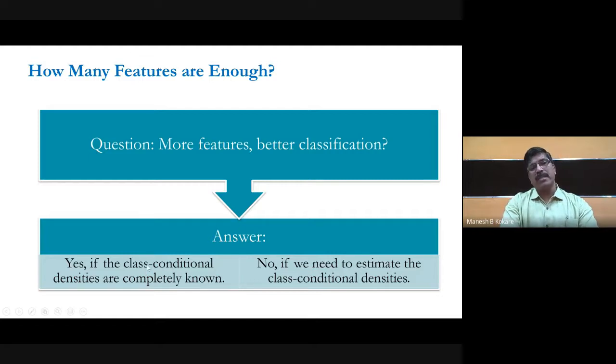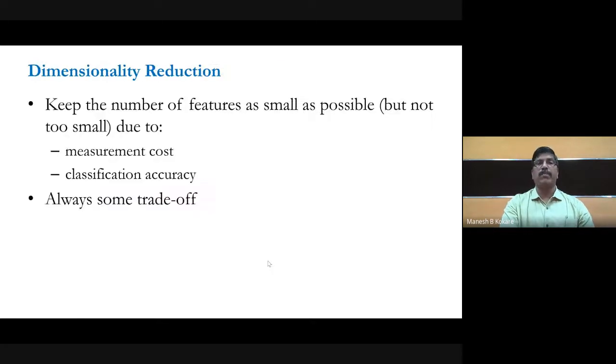But if the class conditional densities are not known, then you have to estimate them, and after that you have to classify or recognize the object. So the whole process will be more time consuming and more complex. The number of features depends upon the problem. You have to reduce the dimension of the feature space, keeping the number of features as small as possible, but not too small, because of the measurement cost and classification accuracy.